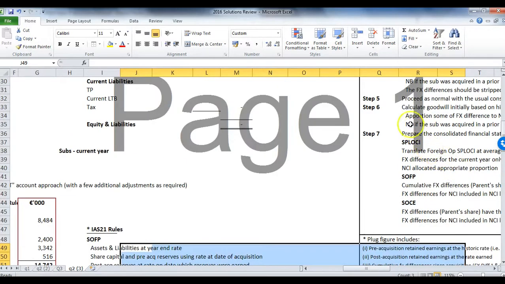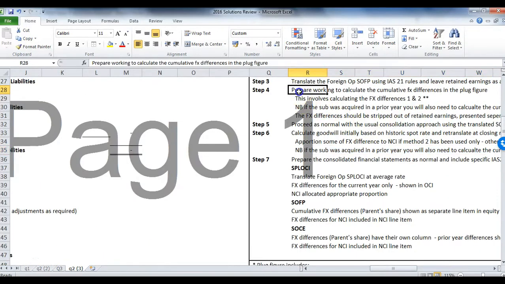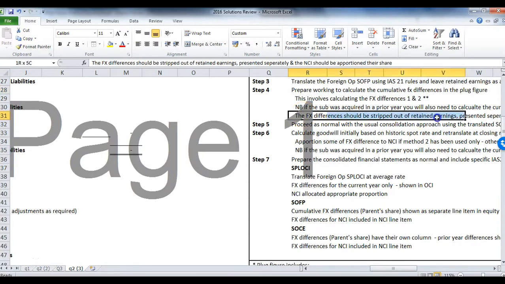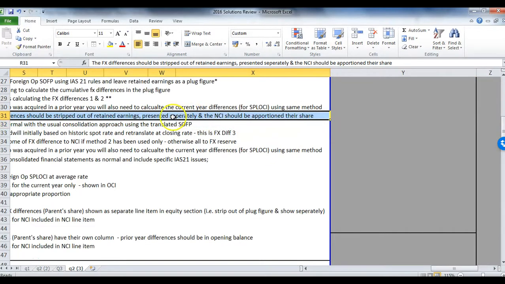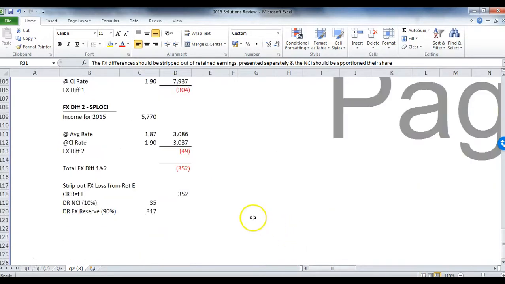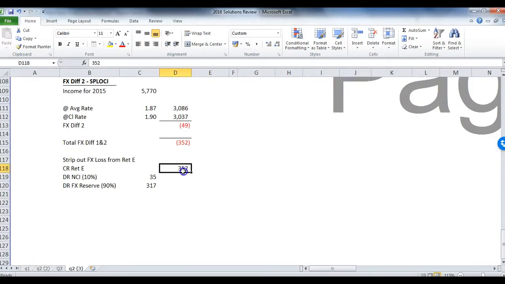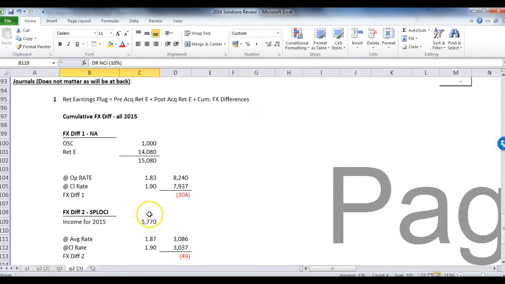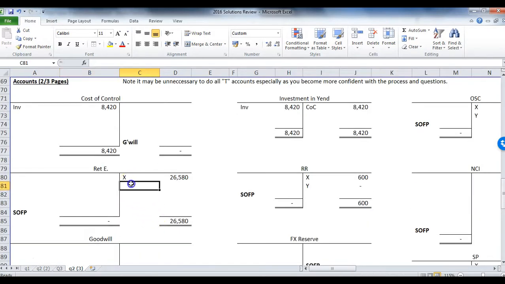I'll show you here. You need to prepare the working calculations and then strip out retained earnings and present it separately, and the NCI should be apportioned their share. So that's always going to be a step when you have a foreign exchange subsidiary. You take out the loss from retained earnings and you debit NCI 10%, you debit the foreign exchange reserve 90%. So that's just the way I do it, I put it in here.